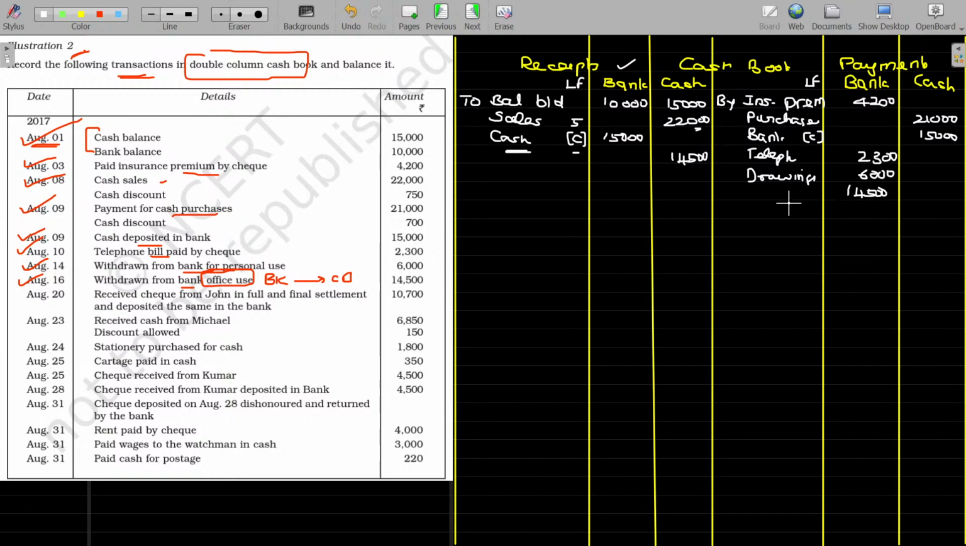And under bank, I cannot use the same description, so the other account name is going to be used, which is cash. Under cash, I'm going to use the term bank. The other record is on the opposite side. Now, to represent that, I use the letter C here, contra. The other posting is available on the opposite side.